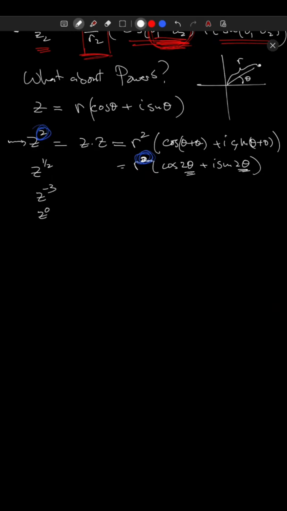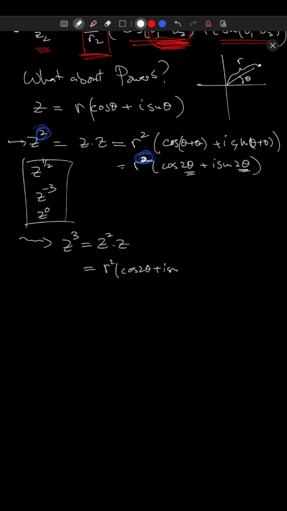Okay. So let's extend that one more time. Let me work on these three guys. Let me talk about these three guys in a couple seconds. But what about z cubed? Well, z cubed is z squared times z. I want to write it like this because I just figured out z squared, right? And so what is that? That's r squared cos 2 theta plus i sine 2 theta times r cos theta plus i sine theta, right?